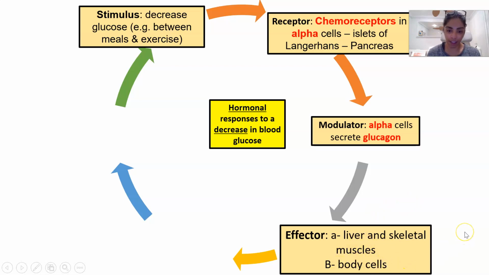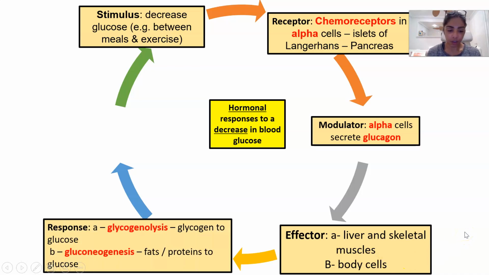We're not looking at fat this time. The response to glucagon is to raise blood sugar levels or blood glucose concentration. So therefore, the glycogen store in the liver and skeletal muscles is broken down. And the key word here we're looking at is glycogenolysis, however you pronounce it. And body cells will start to carry out a response called gluconeogenesis.